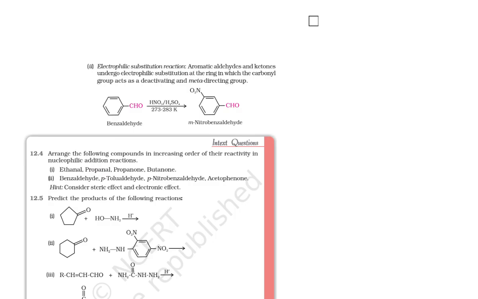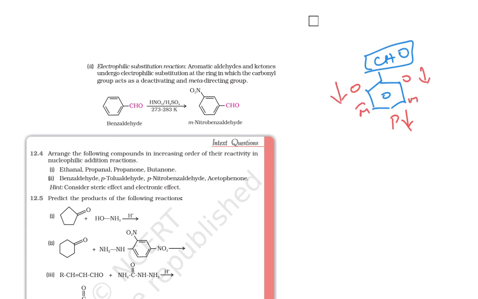So next one, as I told you already, if benzene is bonded with an electron withdrawing group, at that time the ortho and para position electron density decreases, right? So your meta position only has more electron density. That is the reason why when you do the nitration, you get the nitro product on the meta position.